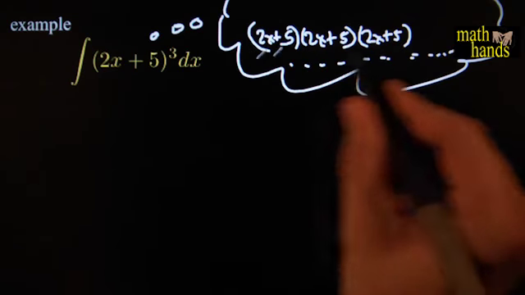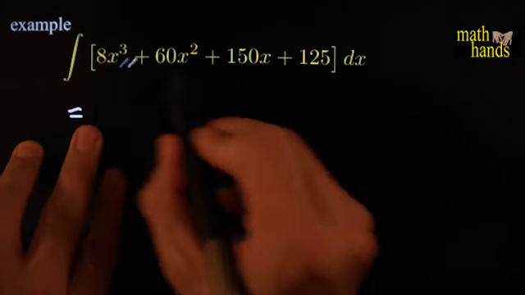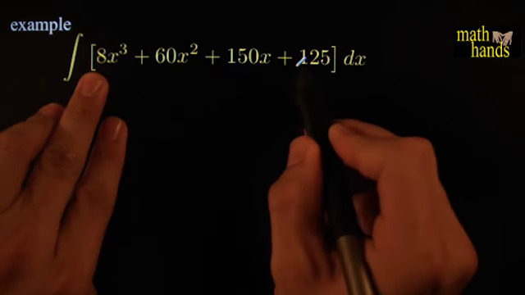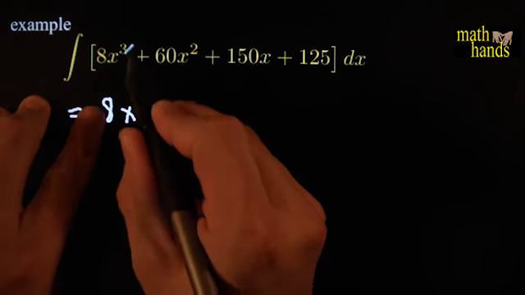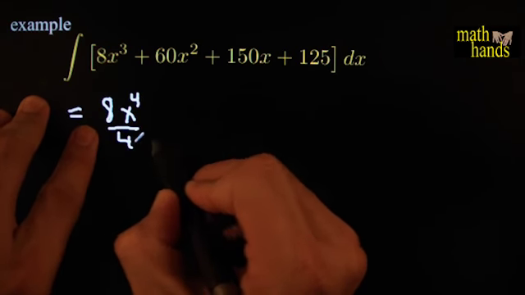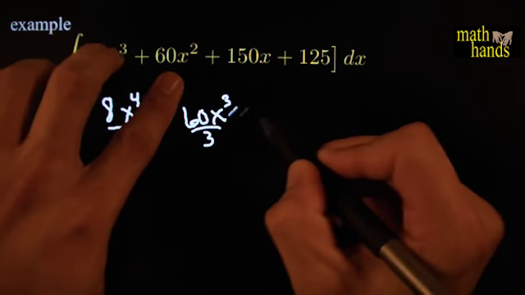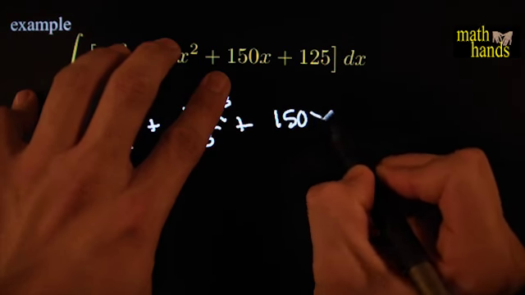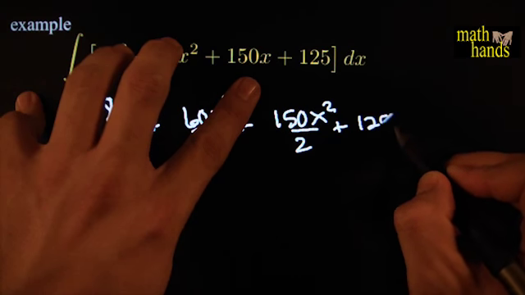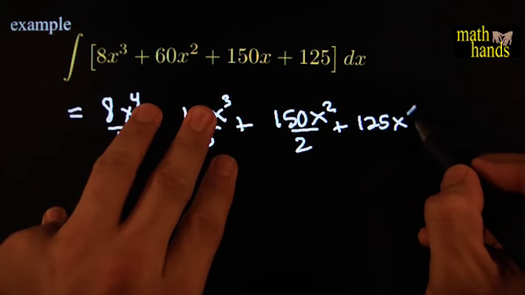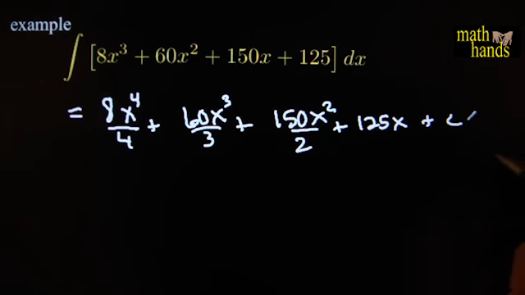You'd FOIL this out, and when you're done, you get this. Voila. And each of these pieces would be really easy, because for each of these I could just do the power rule, one of the basic ones that we did learn last time. So this would be 8x. I add 1 to the exponent and divide by the new exponent. This would be 60x. I add 1 to the exponent and divide by the new one. This would be 150x. I add 1 to the exponent and divide by the new one. Plus 125. If there's no x, I add 1x. Add 1 to it, divide by 1. You're done. There you go. That would be one option.